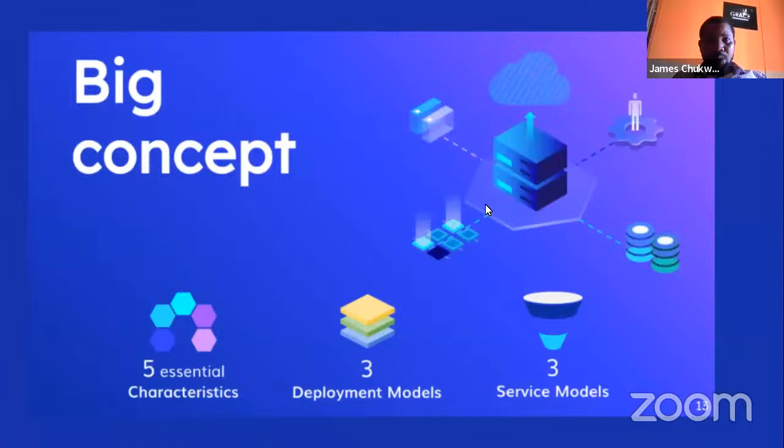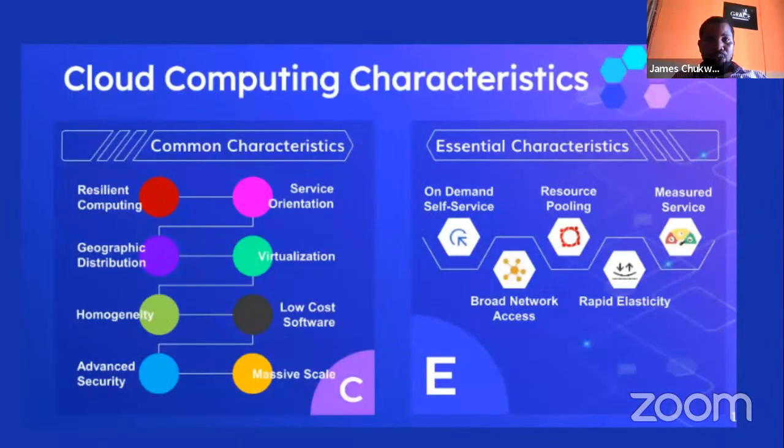Get this out of the way. Okay, the big concepts. So looking at the service models, the deployment models, as well as the characteristics. These are what we're looking at going forward. So cloud computing characteristics: common characteristics and essential characteristics. Then common characteristics: resilient computing, service orientation, virtualization, low cost software, massive scale, advanced security, homogeneity, and geographic distribution.